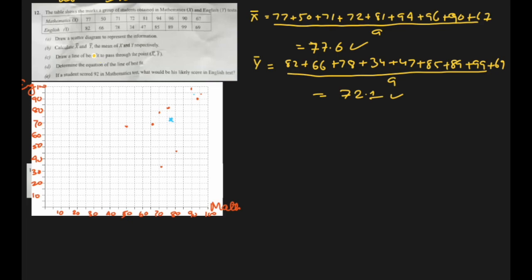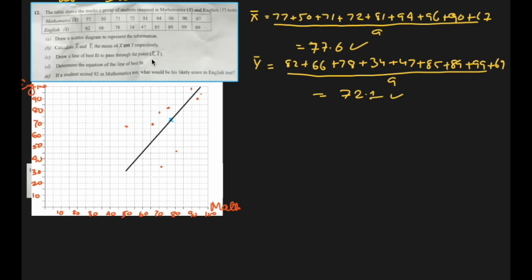Draw a line of best fit passing through x bar, y bar. And I have already drawn the point here. 77.6, 72.1 is this blue one. Okay. And that means I have to draw a line through this which is equally distant from almost all points, most of the points. This is the line of best fit.